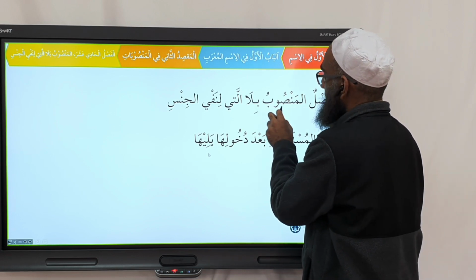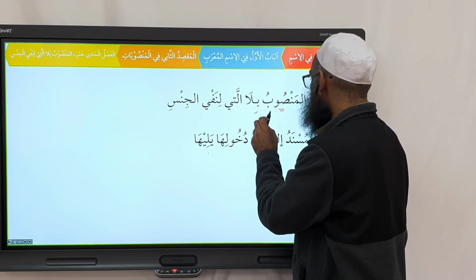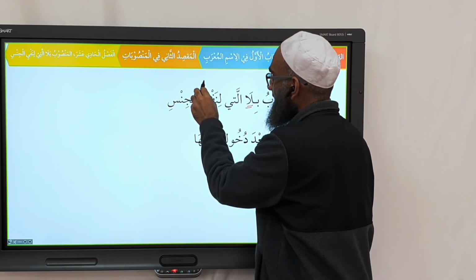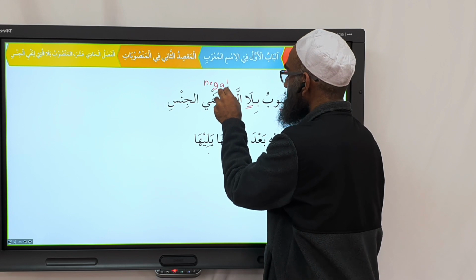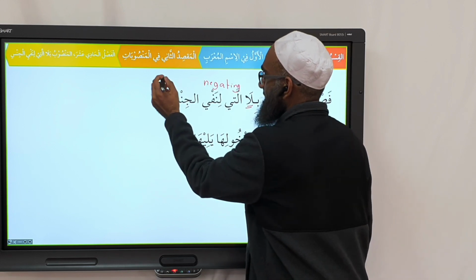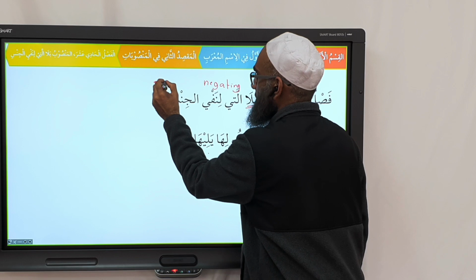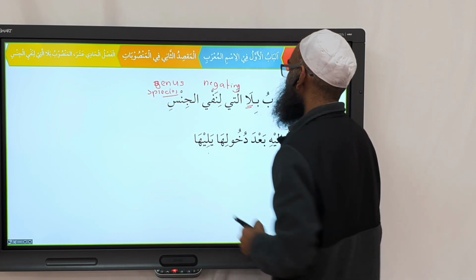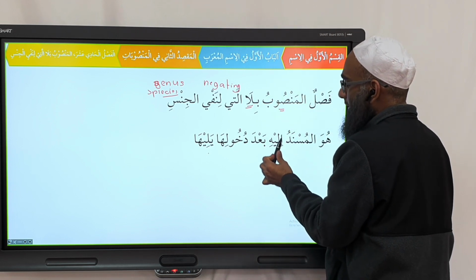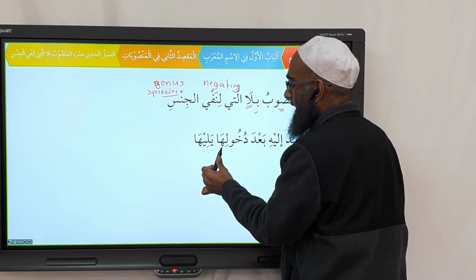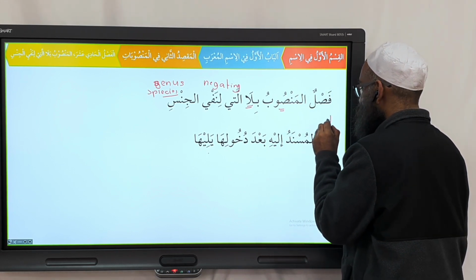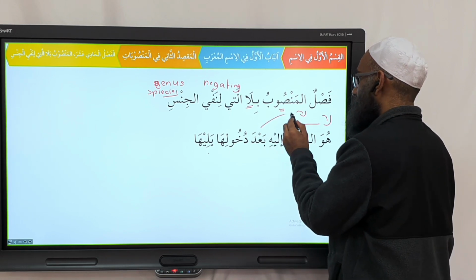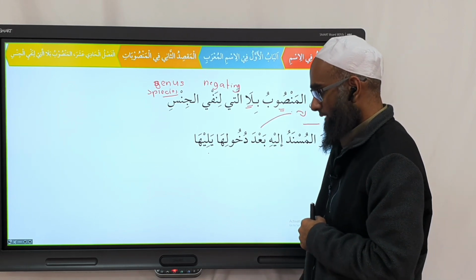So faslun, that word which has become mansub because of the la, which is for nafil jins, which is for negating the entire species, or you say here the entire genus. هو المسند إليه بعد دخولها. When you have la linafi al-jins, it comes under ism. That ism becomes a musnad ilay. Correct?